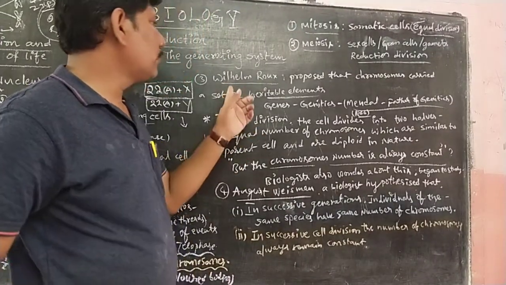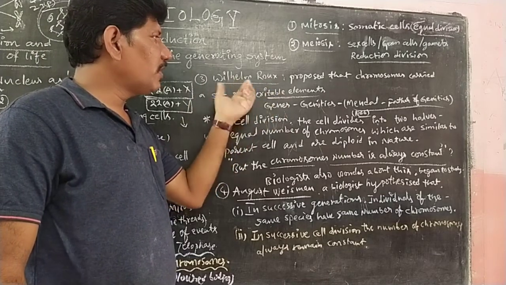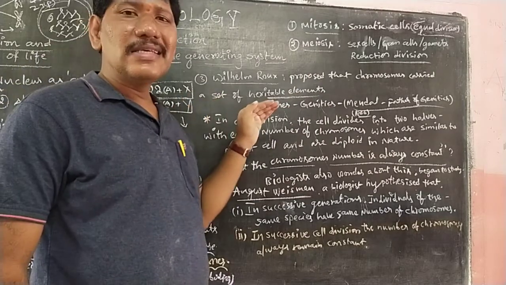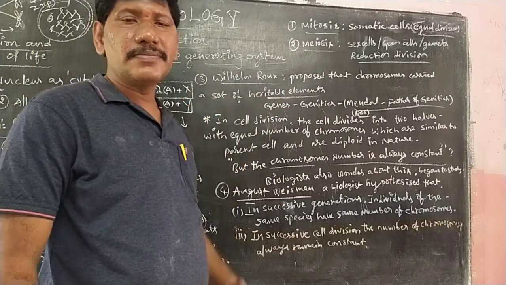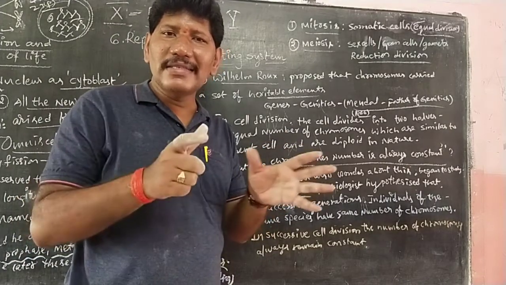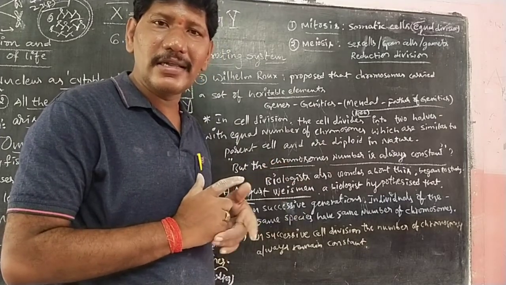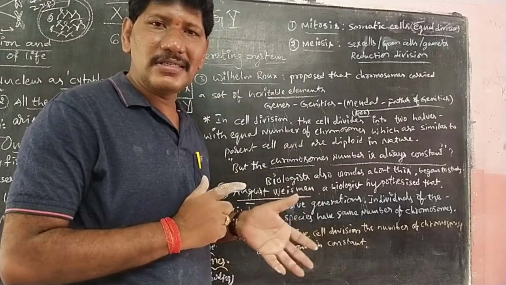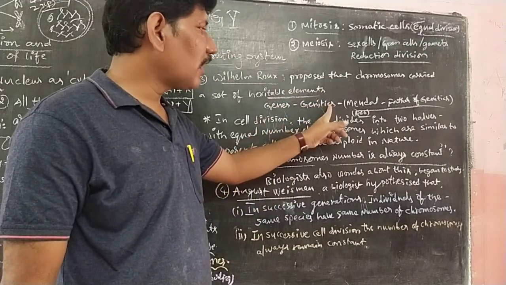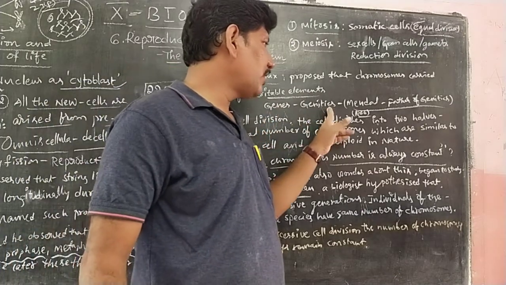Next we are coming to another person, Wilhelm Roux. Wilhelm Roux proposed that the chromosomes could carry the heritable elements. So these chromosomes have some genetic information. They carry hereditary elements like DNA, RNA, nucleic acids and genes. In those days we called them heritable elements. Later it is called genetics or genes. So genes are related to genetics.